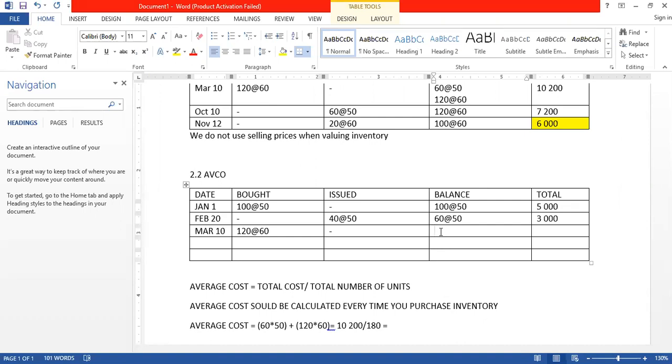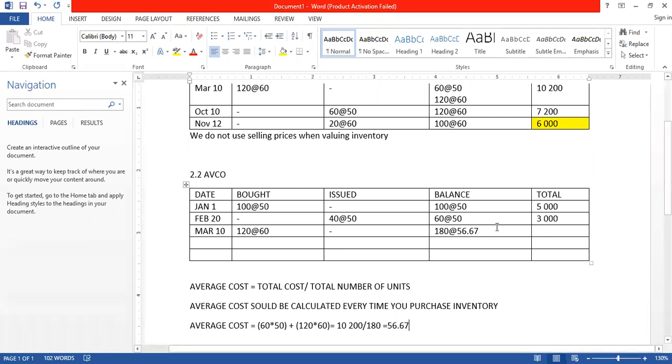56.67 cents. And we say that because we are dealing with money, you always round off to 2 decimal places. If you are following and calculating, you will get 56.6666 with a lot of 6s and 7s. So you round off to two decimal places because it's money. So you will have 180 units at the price of 56.67. Their average cost, 56.67. That is the average cost.